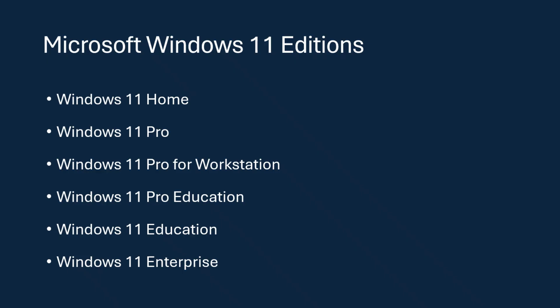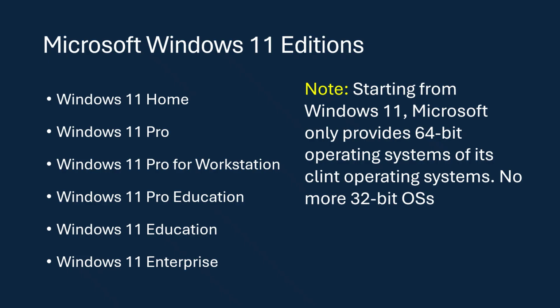It is very important to know that Microsoft decided, from Windows 11, to provide only 64-bit operating systems, no more 32-bit operating systems. This decision was made by Microsoft starting from Windows 11.